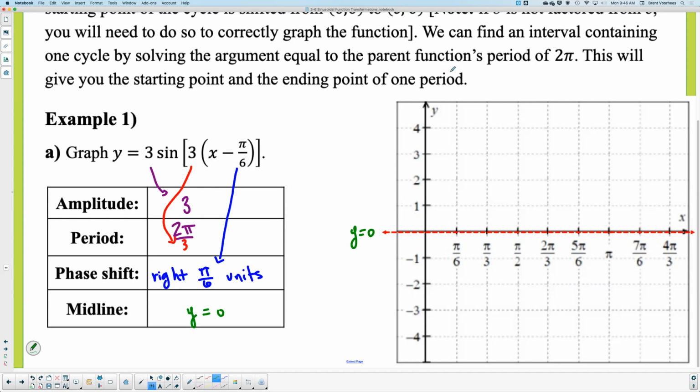So sine usually begins at 0, 0. This will not begin at 0, 0. Where will it begin? Pi over 6, comma, 0. So put the first point, pi over 6, comma, 0. That's going to be our shift right there.